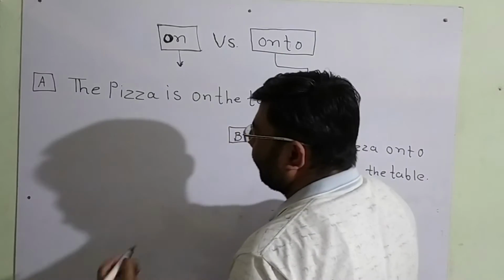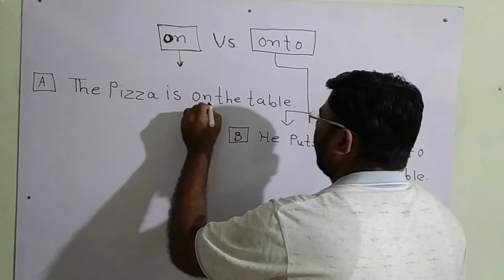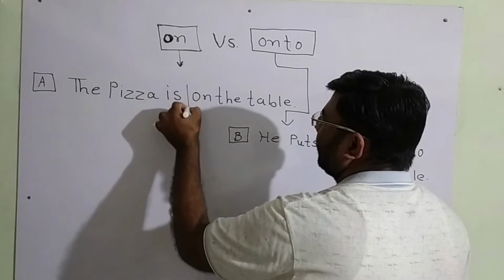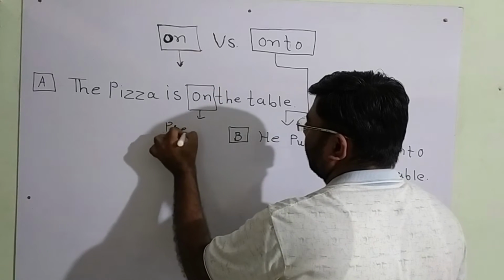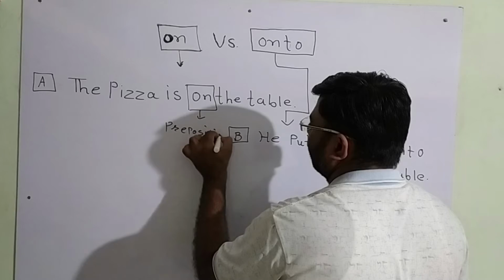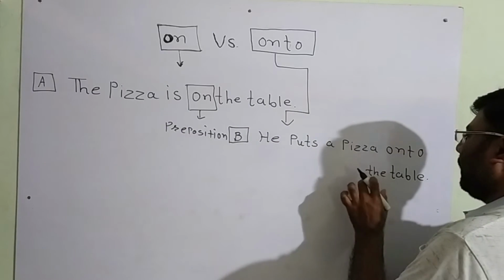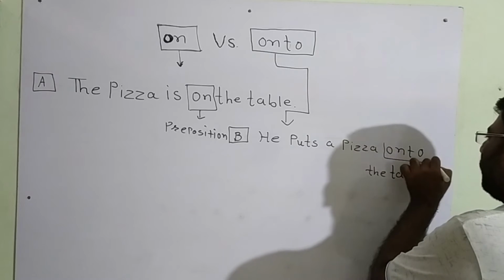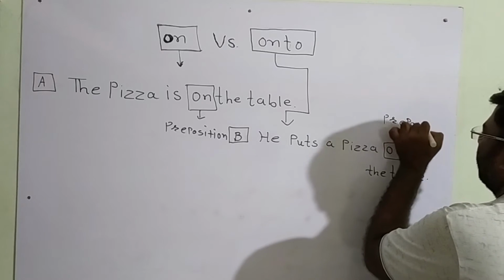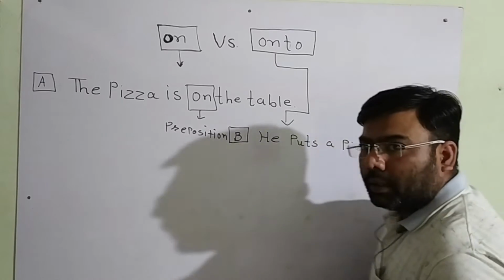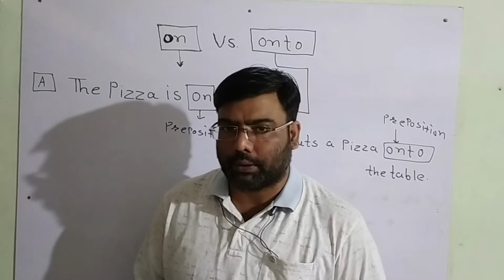And I have also given an example. Let's read the example. The pizza is on the table. So in this example, the word on is a preposition. And in example B, he puts a pizza onto the table. So onto is a preposition. So the question is, what is the difference between these two prepositions?